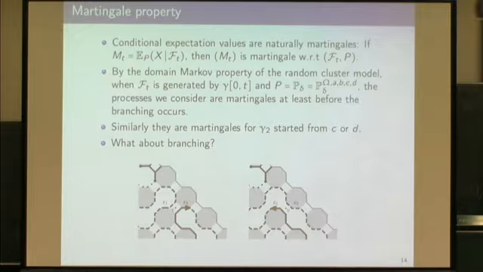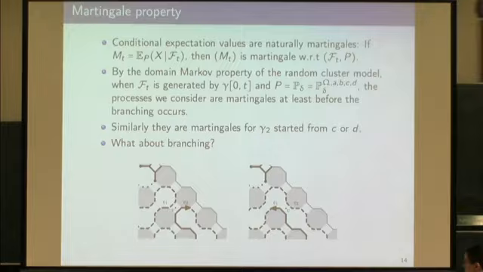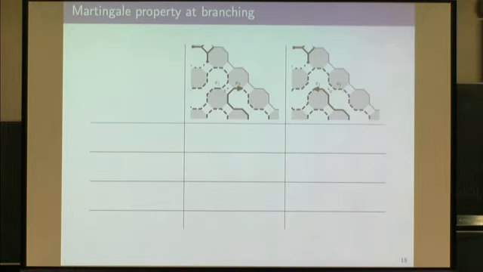But we want them to be martingales for all times for this branch. So we need to see what happens on this branching event. So we need to say what happens here. And the reason is that we are now basically doing some surgery for our probability measure, so it's not clear that these quantities remain martingales for these steps. So let's see what happens there.